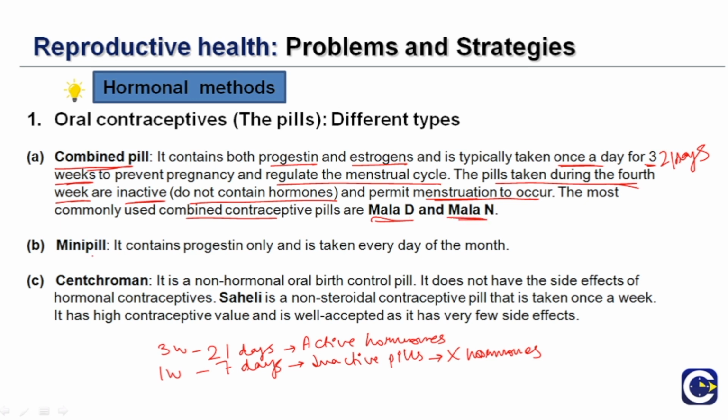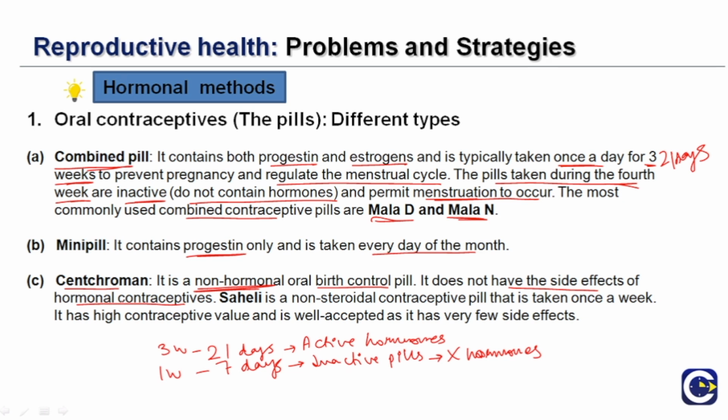Another is called the mini pill. It contains progestin only and it is taken every day of the month. Then the third one is Centroman. This is basically a non-hormonal oral birth control pill. It does not have the side effects of hormonal contraceptives.